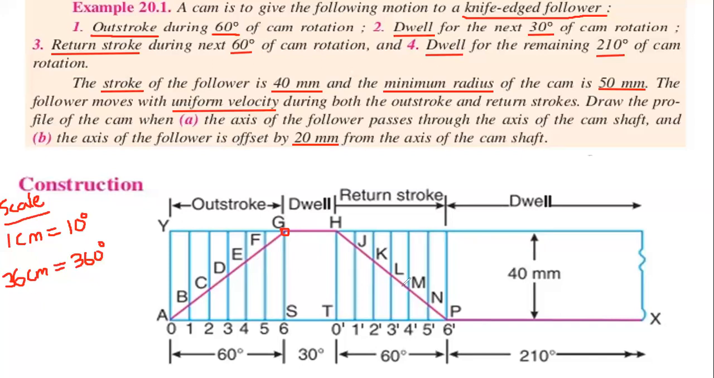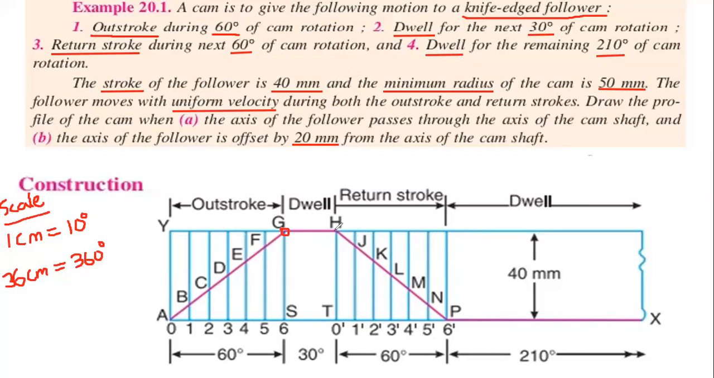Then we have the return stroke area. So in the same process as we have done for the outstroke, we have to do it for the return stroke also. So the return stroke angle is also 60 degrees. So divide the return stroke also into 6 equal parts. So I am taking the points as 1 dash, 2 dash, 3 dash, 4 dash, 5 dash and 6 dash, which indicates the 6 equal parts.